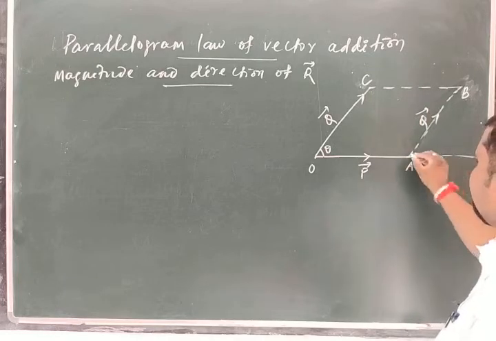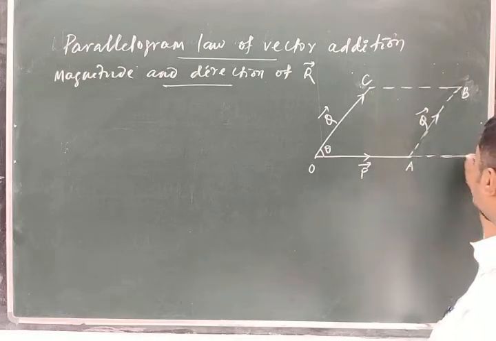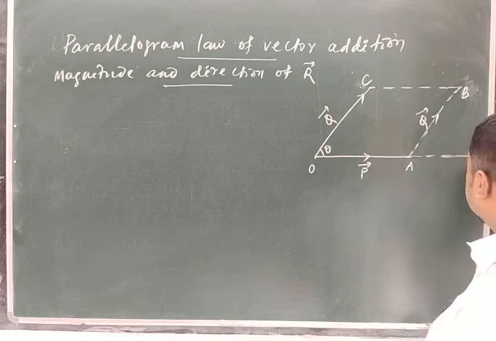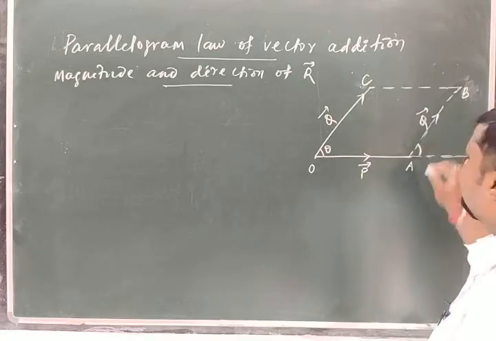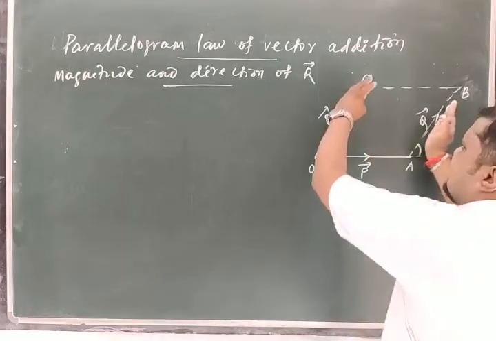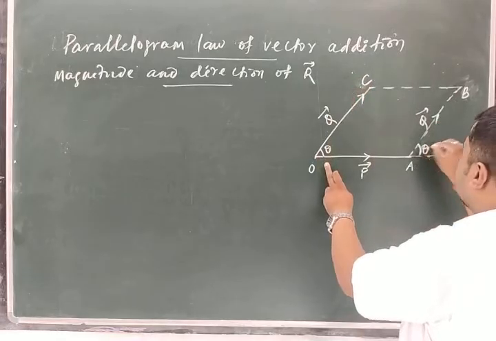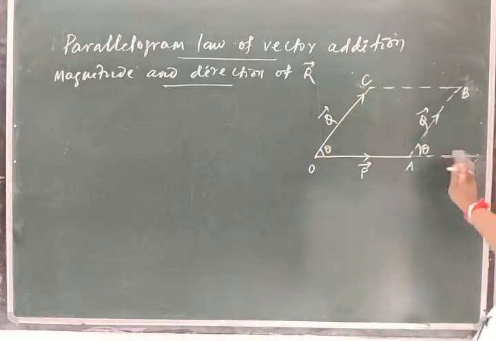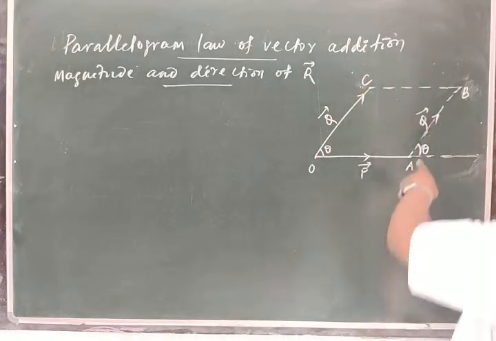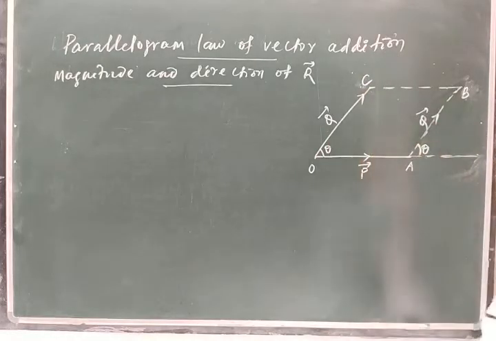P is parallel shifted, so this is the vector P. You can say this is the vector P, like this side. So this is the angle. Now this side is parallel, so this is the line, so this is also Q. So this is the vector P and Q. This is the angle theta.